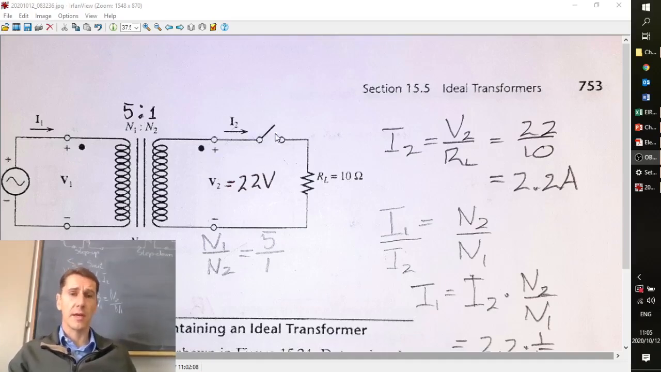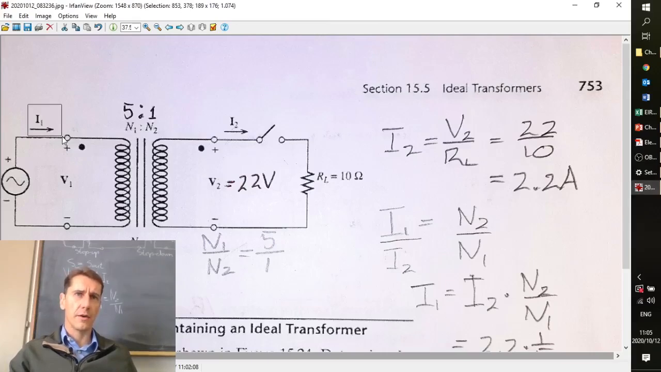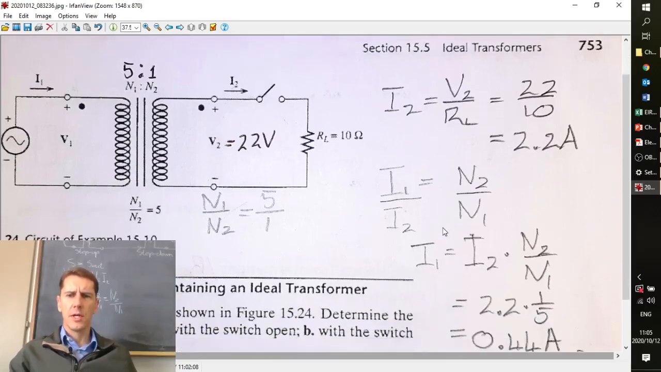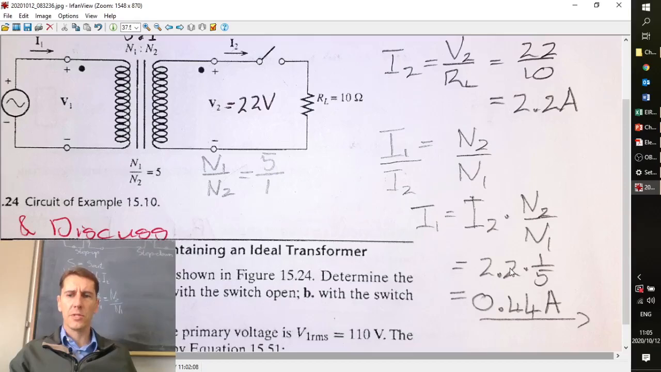Perhaps we should say if there's no current flowing on the secondary side, then you can't have any currents flowing on the primary side either. Because if I2 is 0, then through your turns ratio equation, I1 will be 0 as well. With the switch closed, the 22 volts appears across the 10 ohms. You've got 2.2 amps flowing. We use our turns ratio to calculate the current on the primary side.